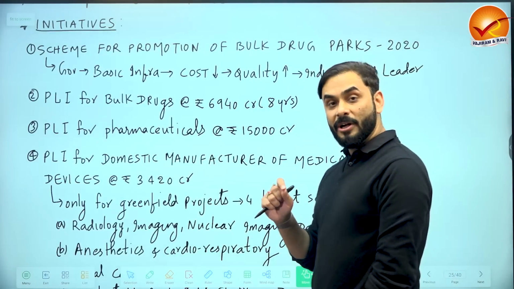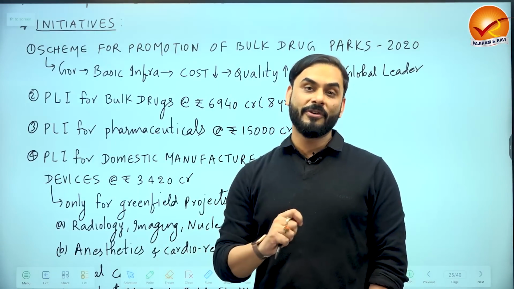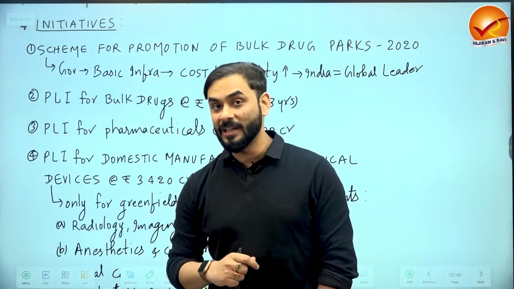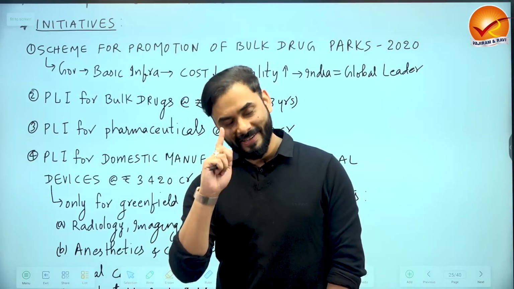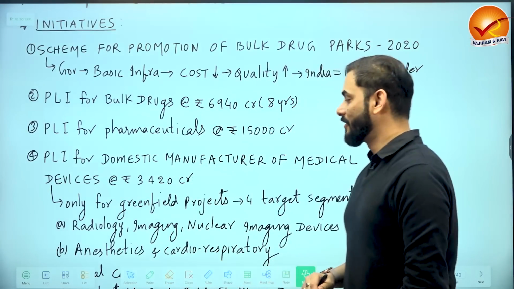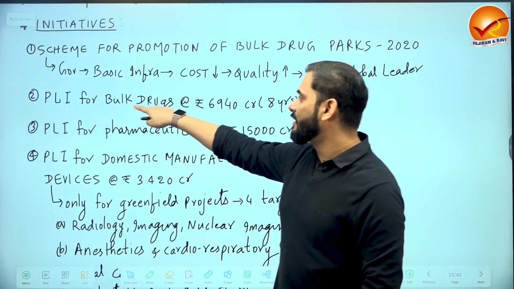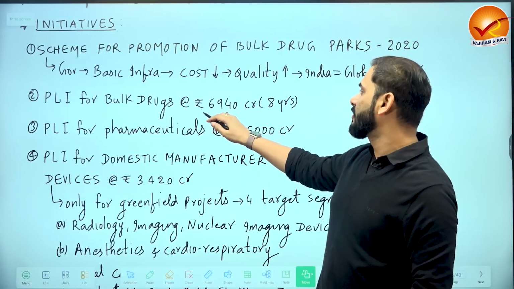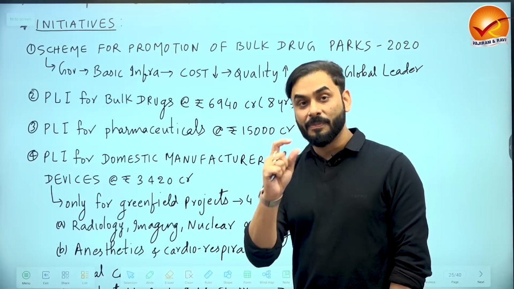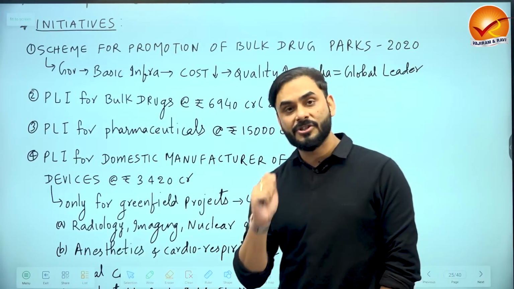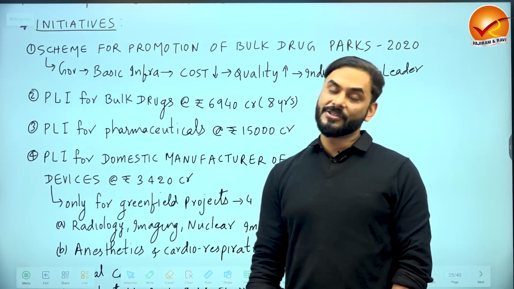So if Government of India gives basic facilities, infrastructure and finance for the development or manufacture of these chemicals, don't you think that the price of these raw materials will be very low, cheaper raw material? Yes, that is what the government is doing. Government of India has also launched production-linked incentive for bulk drugs by giving 6,940 crore rupees. So the government is going to give this money, 6,940 crore, to industries which become a part of the production linked incentives scheme.